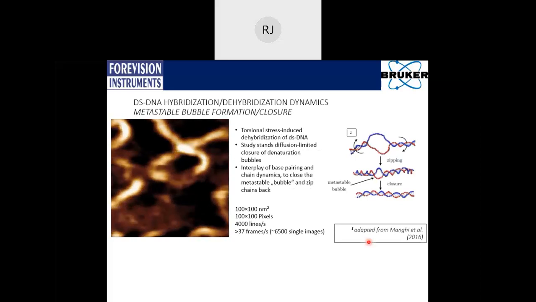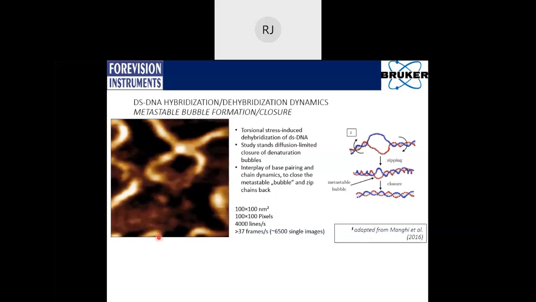So with this, I am moving to the examples. This is one of the DNA hybridization, dehybridization dynamics, where a metastable bubble will form and close. So as you can see in the video, the bubble is forming and changing its shape, and it will close down after a few moments.